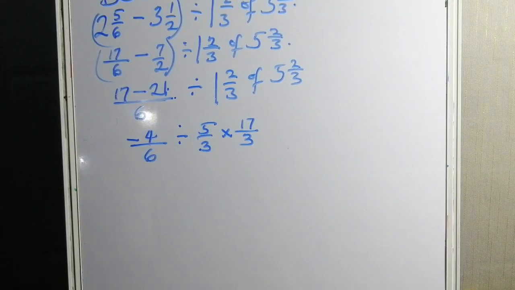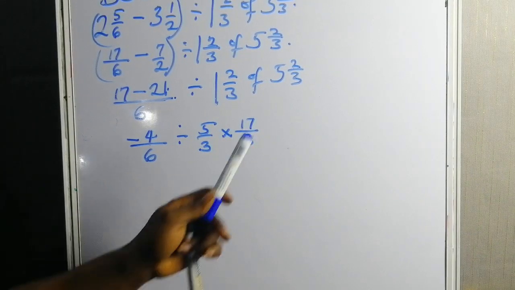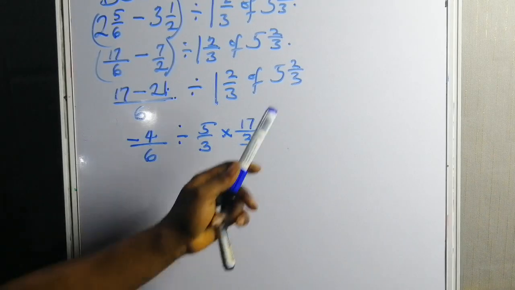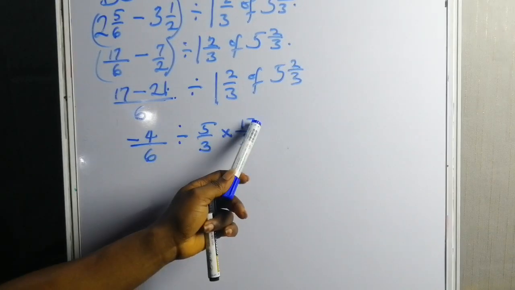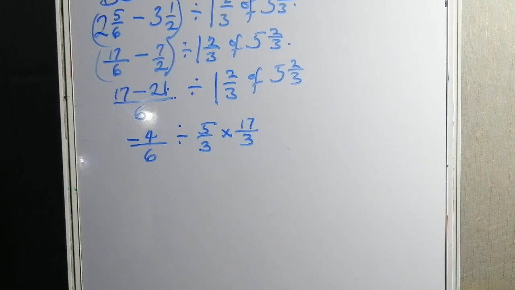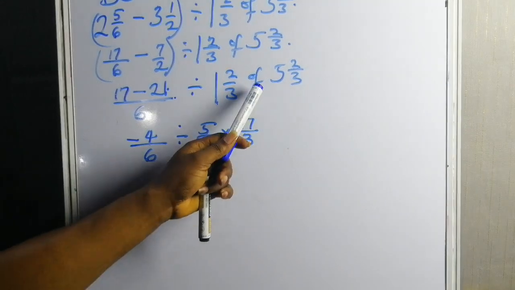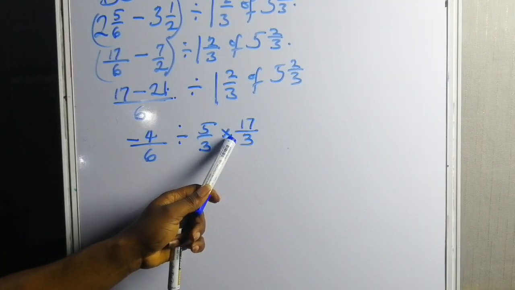So 5 times 3, 15, plus 2, that will give us 17 over 3. But don't forget that I need to take care of the 'of' first. This 'of' is times.